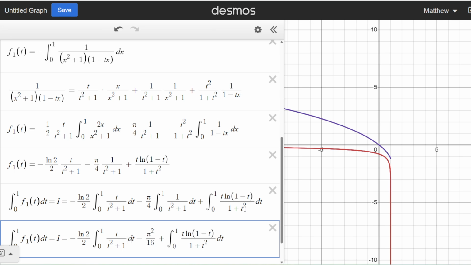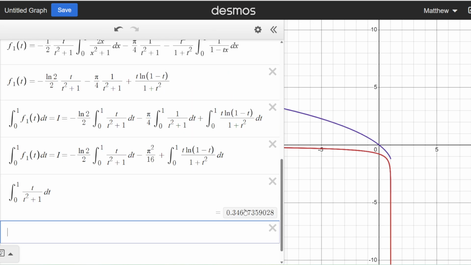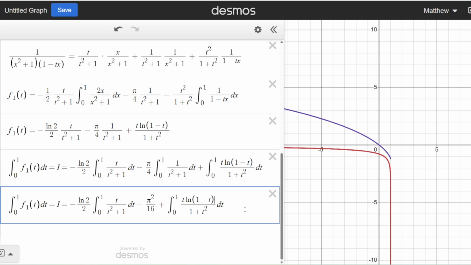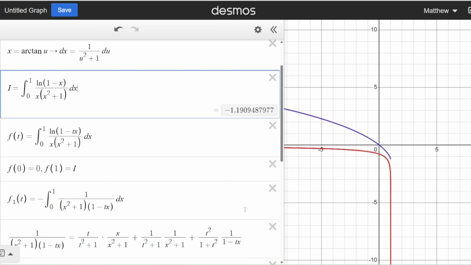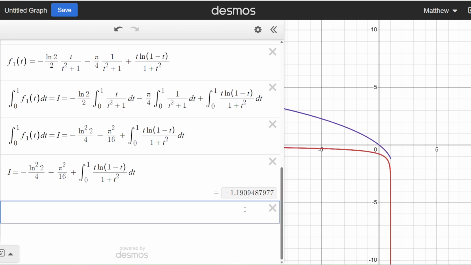This, I mean, that's an easy integral to evaluate. Looks like that's going to be maybe natural log 2 over 2. Yeah, it is. That one is natural log 2 over 2. So that's going to give us natural log squared 2 over 4. So copying this down here, we have I is equal to this. And we also have I being equal to this.